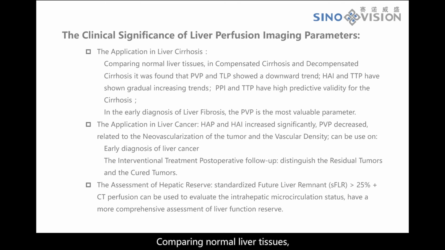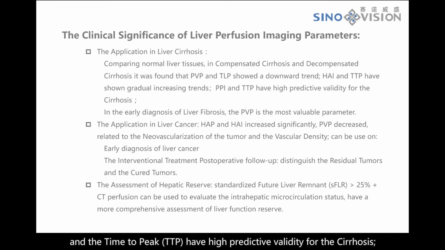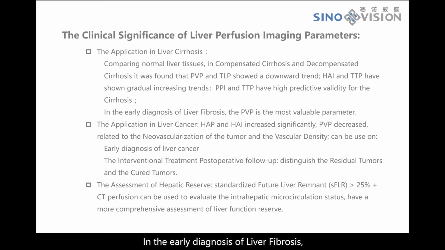Comparing normal liver tissues in compensated cirrhosis and decompensated cirrhosis, it was found that portal venous blood flow and total liver blood flow showed a downward trend, while the hepatic perfusion index and the time to peak have shown gradual increasing trends. And research showed that the portal perfusion index and the time to peak have high predictive validity for the cirrhosis. In the early diagnosis of liver fibrosis, the portal venous perfusion is the most valuable parameter.